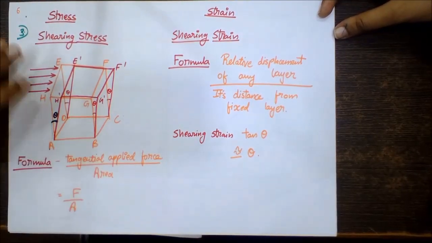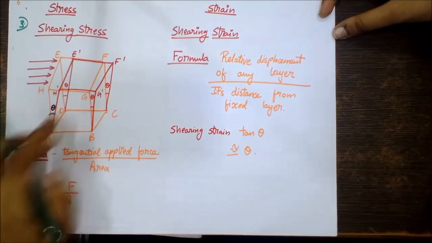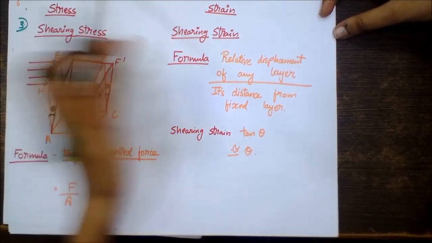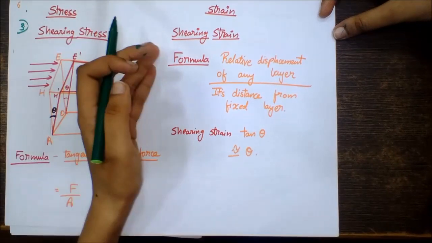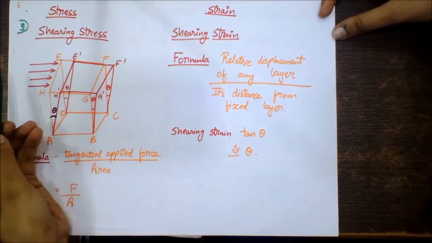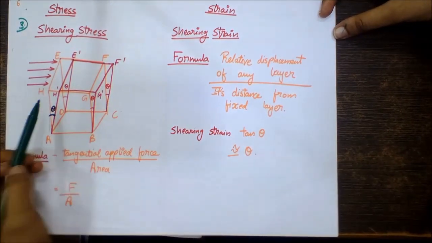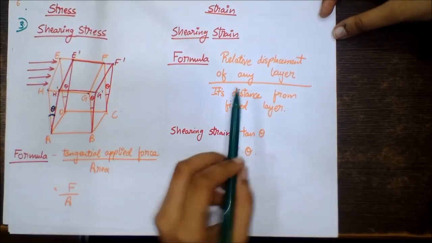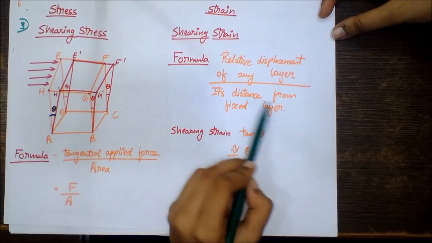But what happened? I put a force on it. Therefore, A, B, C, D will remain A, B, C, D, but the upper part will just shift a little. So from E it came to E dash, from F it came to F dash, from H it came to H dash, and from G it came to G dash. So it's upon the distance from the fixed layer.